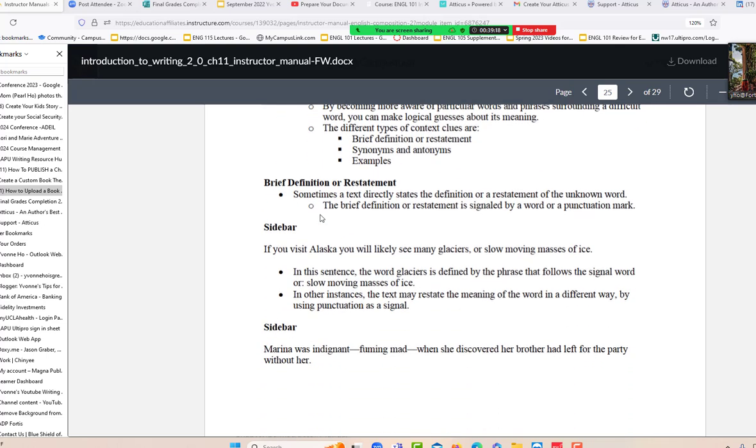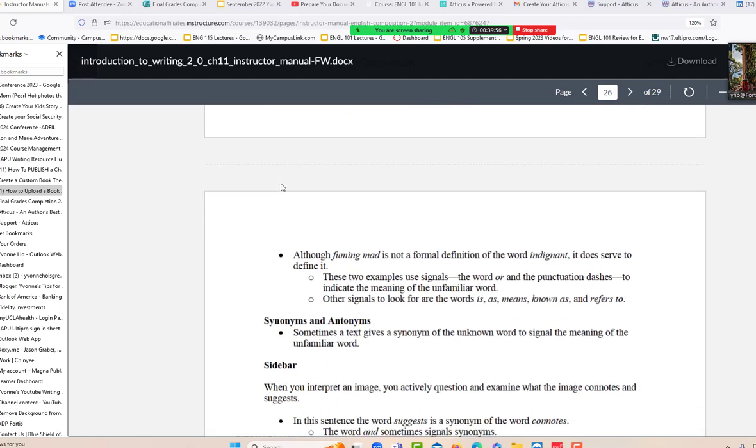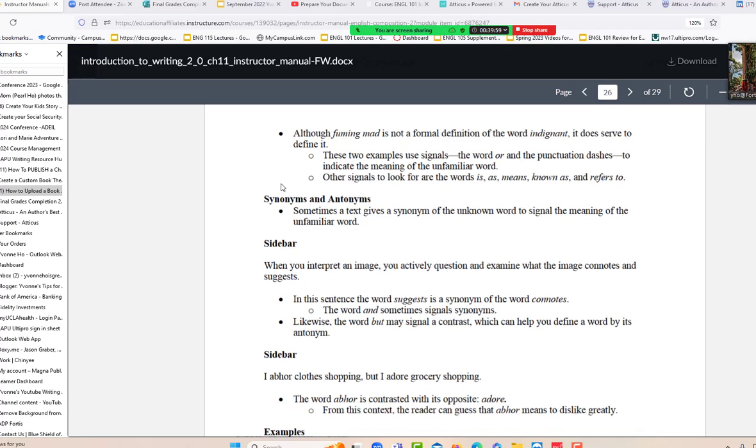And so here, sometimes a text directly states the definition or a restatement of the unknown word. So if you visit Alaska, you will likely see many glaciers or slow-moving masses of ice. So here, if you don't know what a glacier is, they restate it as slow-moving masses of ice. So that's a context clue. A context clue gives you clues on what a difficult word means. Marina was indignant, fuming mad, when she discovered her brother had left the party without her. And so fuming means angry.